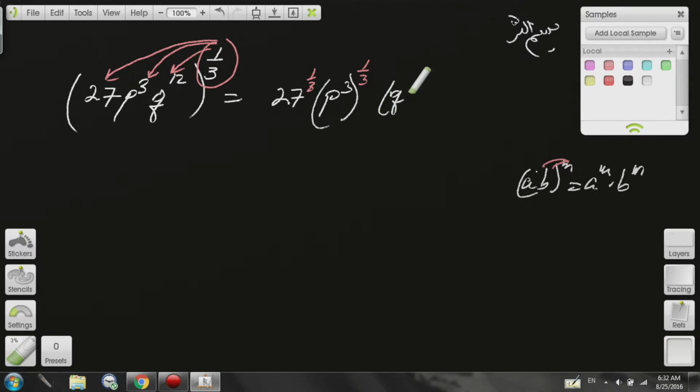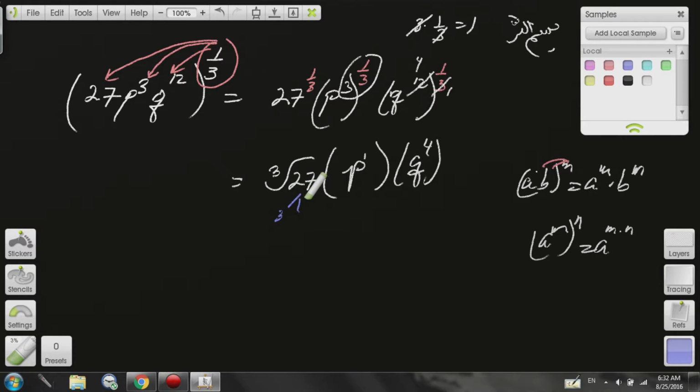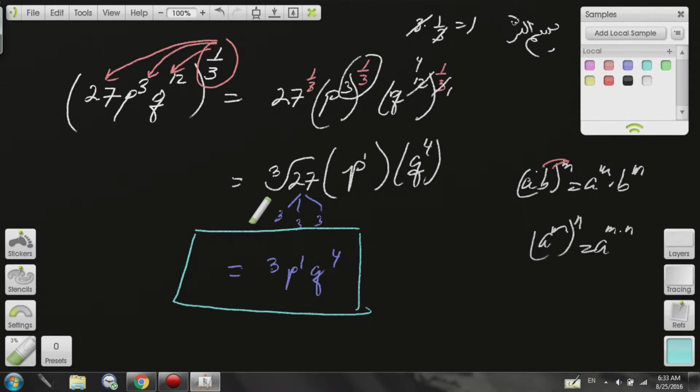So I have 27 to 1/3, then p cubed to 1/3, then q to the 12th to 1/3. This means the cube root of 27 separately. The p simplifies to p to the 1, because 3 times 1/3 multiply, by the rule (a to the m) to the n equals a to the m times n. And q simplifies to q to the 4th, because 3 goes into 12 four times. The cube root of 27 is 3, since 3 times 3 is 9 and 9 times 3 is 27. So this simplifies to 3 p q to the 4th.